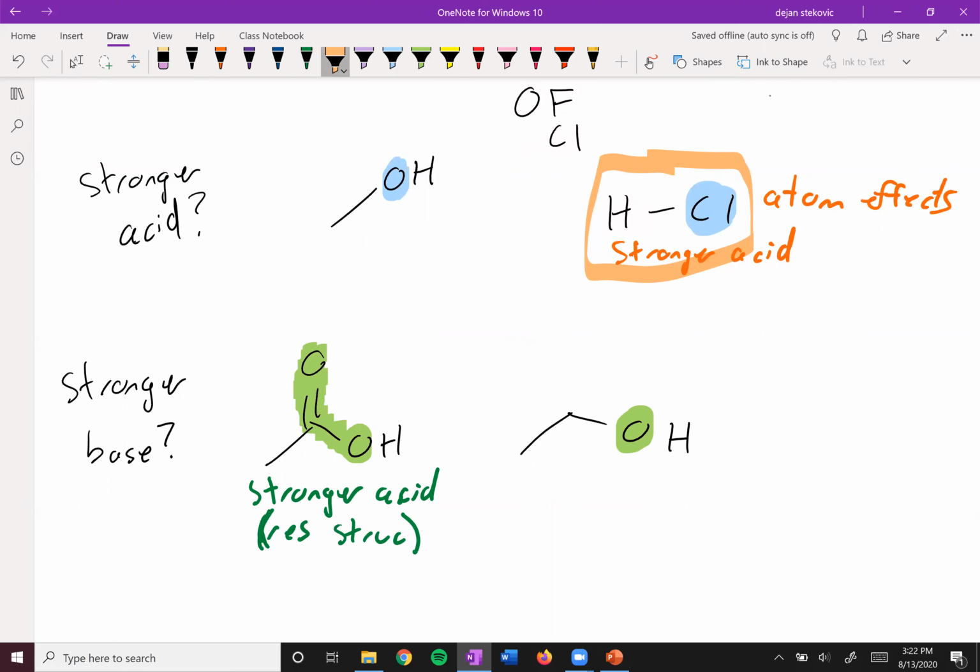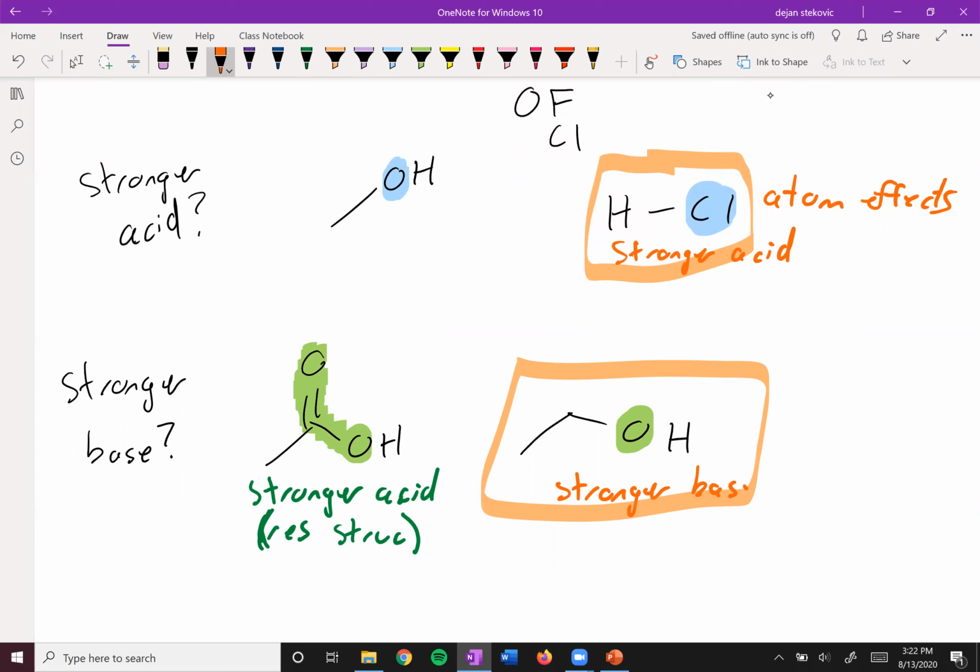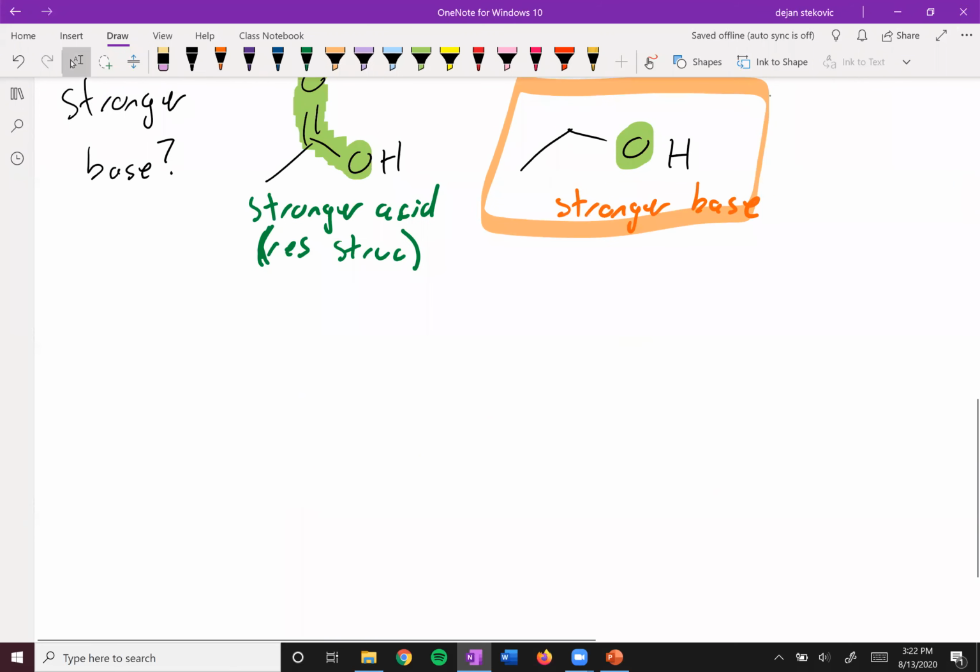But remember what the question is asking. It's asking which one's the stronger base, not what's the stronger acid. And so the correct answer here is the one on the right. So always make sure you are reading the question carefully and correctly. Another question that's often asked is, which is more acidic?